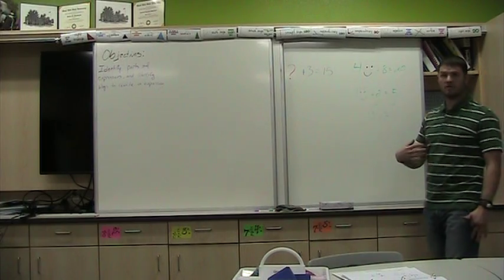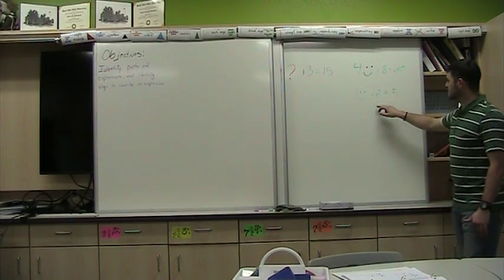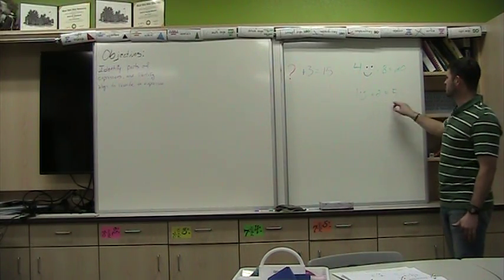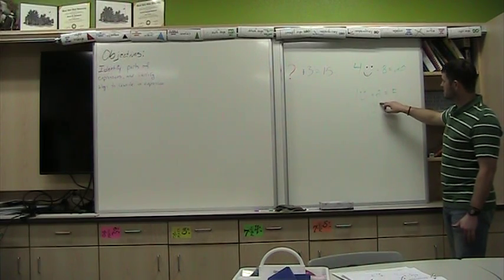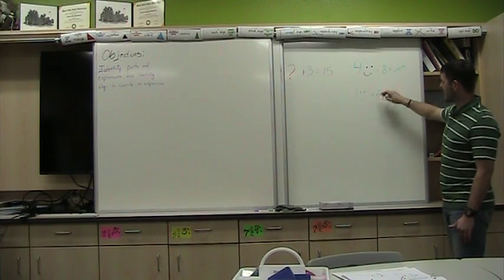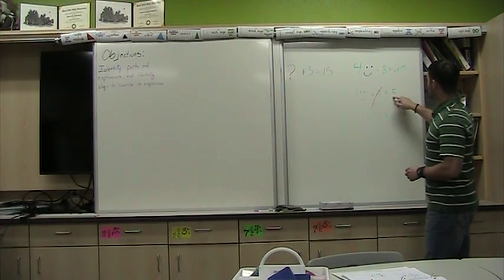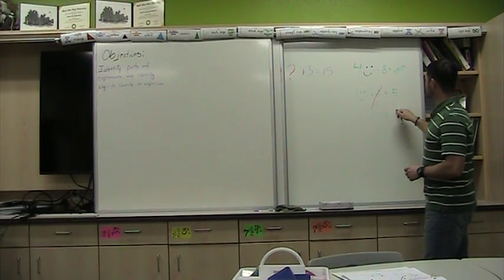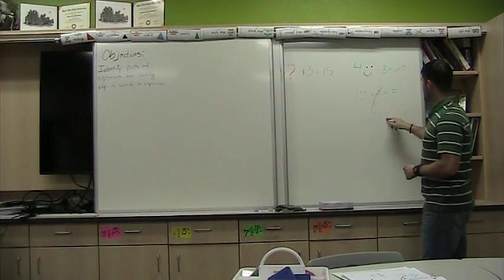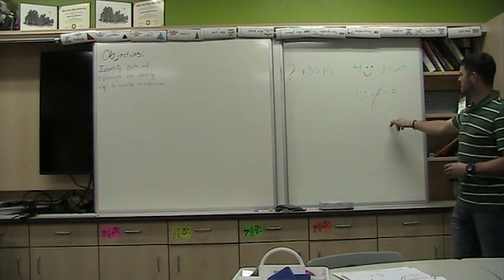Now when we solve for the smiley face, we're going to subtract 2 from both sides. By subtracting on this side, it'll cancel out. 5 minus 2 leaves us with 3. So 1 smiley face equals 3.